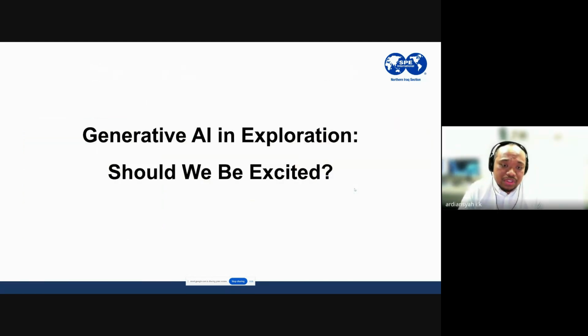So if you talk about generative AI and exploration, what can we use it for, and should we be excited? We know that everything surrounding us is using generative AI now, but in terms of exploration, how can we really get the benefit of it?